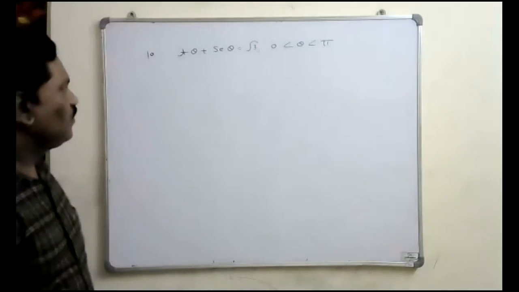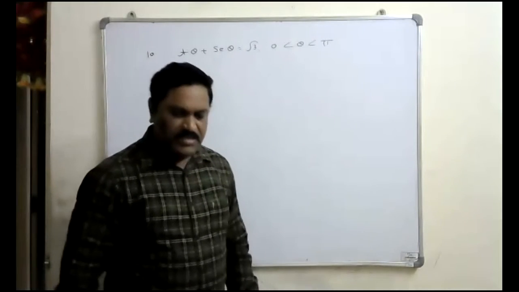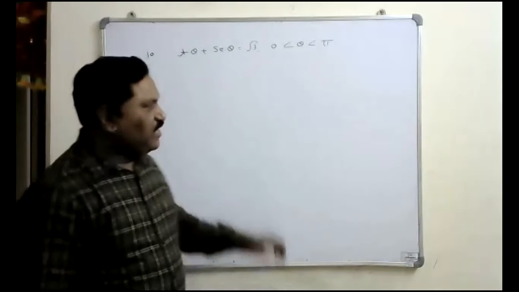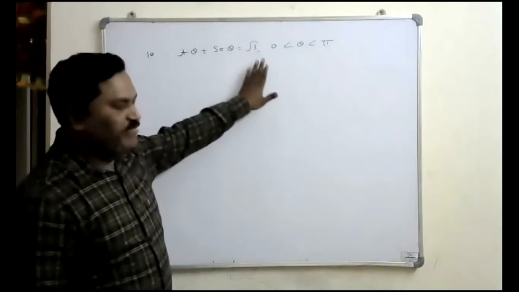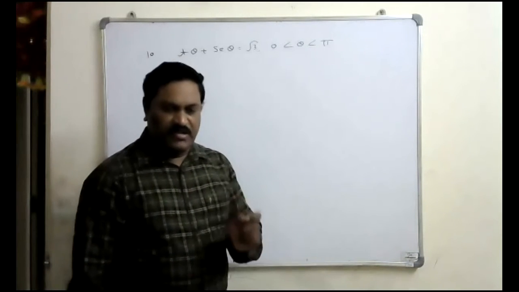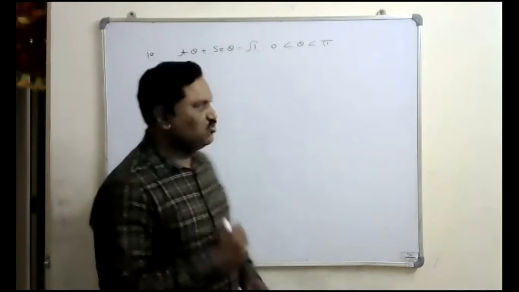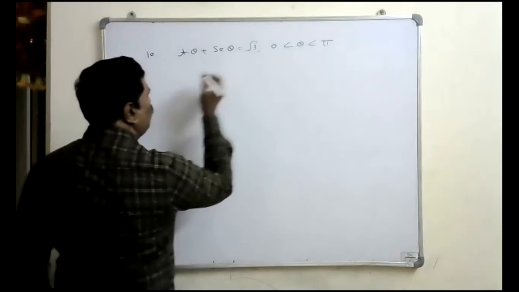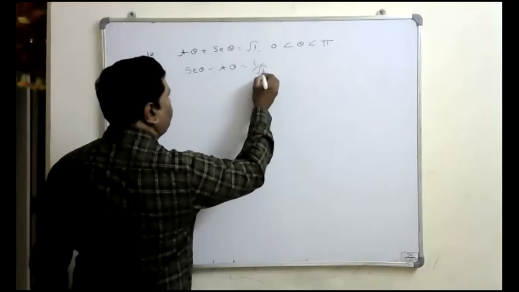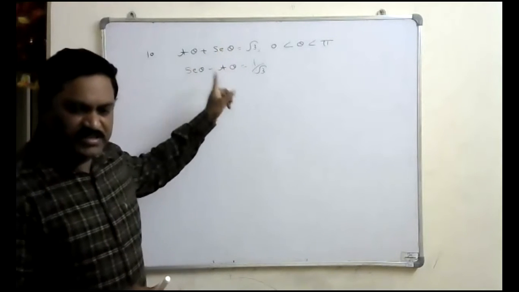Just observe this. Tan theta plus secant theta is given, where theta lies between 0 and pi. That is, theta may lie either in the first quadrant or in the second quadrant. Here they have given that secant theta plus tan theta is root 3. From the identity, we know that secant theta plus tan theta and secant theta minus tan theta are reciprocal to each other. So since secant theta plus tan theta is root 3, secant theta minus tan theta becomes 1 by root 3. They are reciprocal to each other, so if they have given one value, we can automatically take the other.